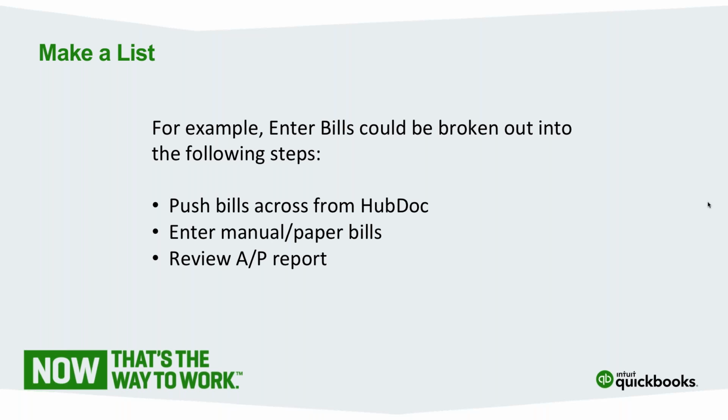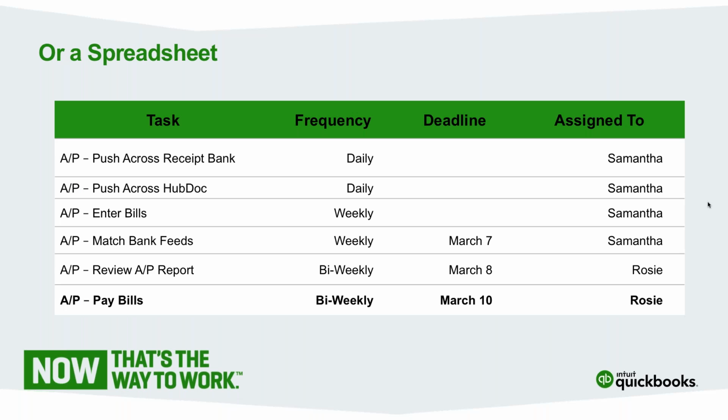Okay, so you can make a list if you are a list person. You can put it on a spreadsheet. So here's an example, again, of the AP that we're talking about. I've taken those same items that were on that checklist before, and I've added a couple of columns. I have a frequency, I've got deadlines, and I have a column for who it's assigned to in my organization. So as I said, you can certainly do it in a spreadsheet.